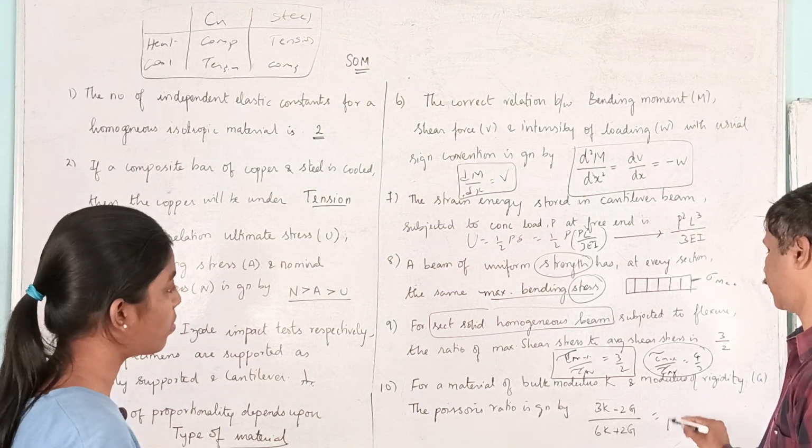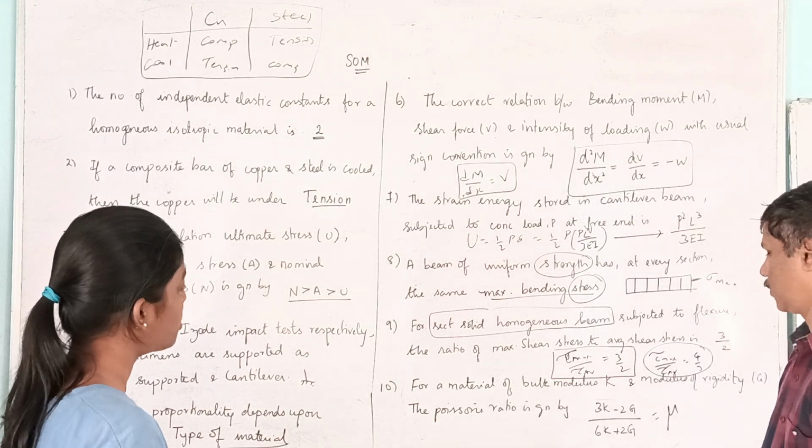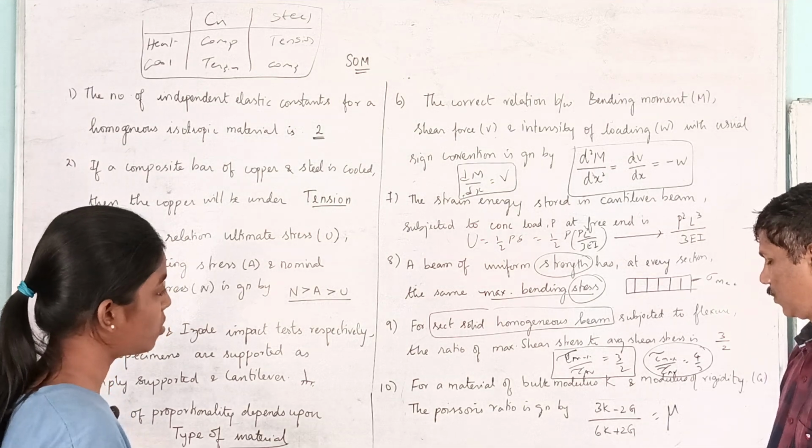For a material of bulk modulus K and modulus of rigidity G, the Poisson ratio is given by 3K minus 2G divided by 6K plus 2G.